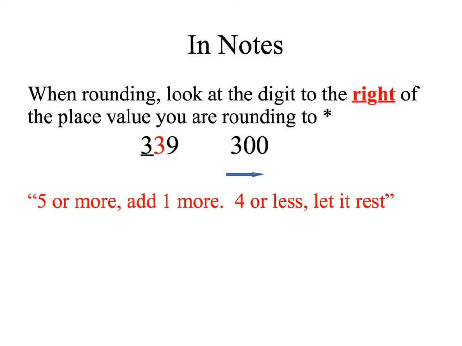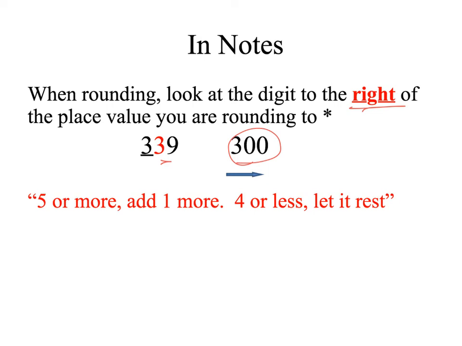Go ahead and write the following statement in your notes. When rounding, look at the digit to the right of the place value you are rounding to. So we were rounding to the hundreds place. So the place value to the right would be the tens place, the 3. And so that number, based off of our conclusion, 3 is less than 5, so we know that we would round down to 300. If it is 5 or more, you would need to add one more. If it's 4 or less, let it rest. That's a way to remember what you need to do when you're rounding.